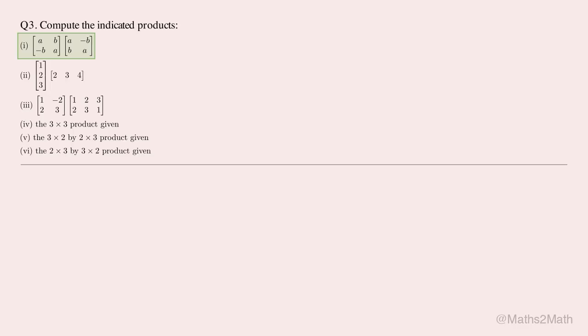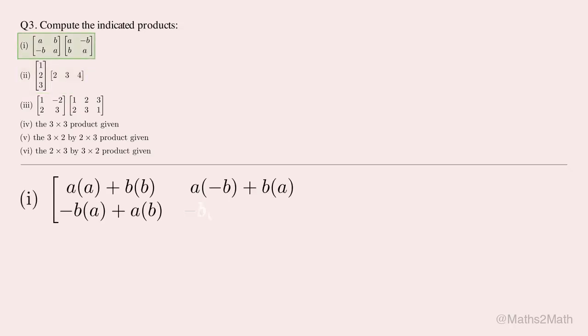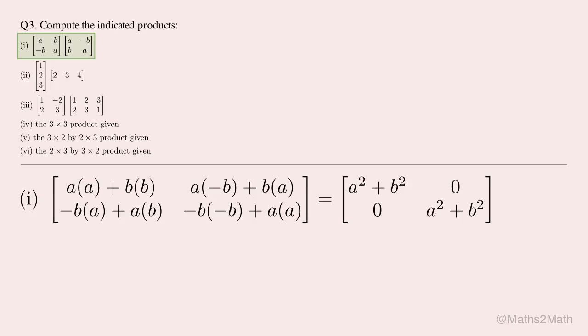Question 3. 6 multiplications of every shape, rows against columns throughout. Part 2 is the fun one. A column times a row blows up into a full 3 by 3. Part 1, write each entry as a row times a column. The cross terms cancel, leaving a squared plus b squared on the diagonal.